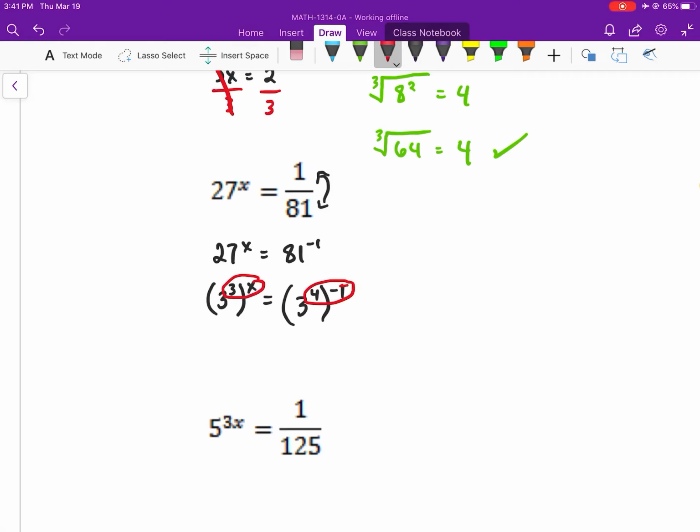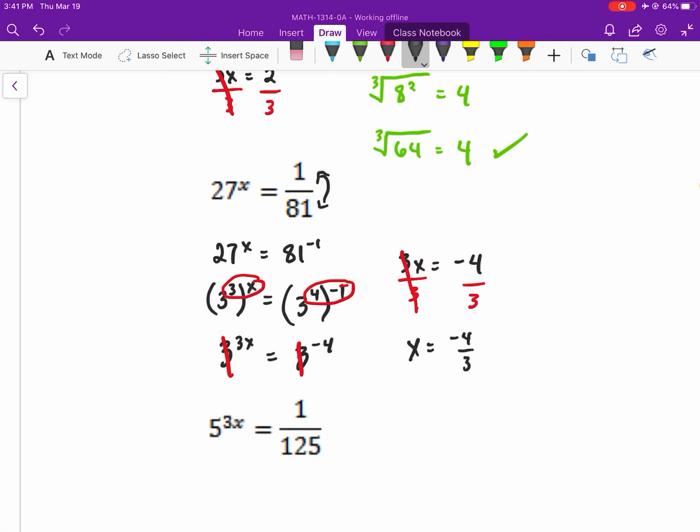Alright, let's take care of both the exponents there. So 3 to the 3x power equals 3 to the negative 4 power. Now we can cross out our bases since they are the same, and we get 3x equals negative 4. Now at this point, now we're just going to solve for x. So divide both sides by 3. We get x equals negative 4 thirds.